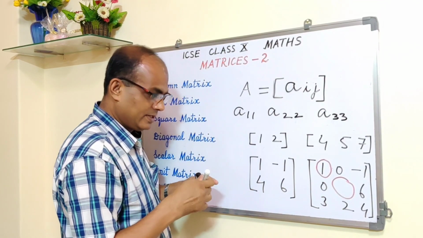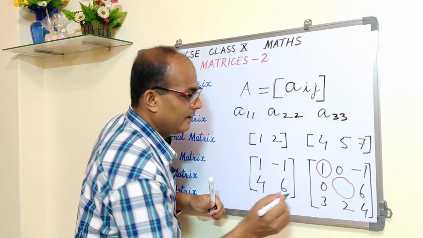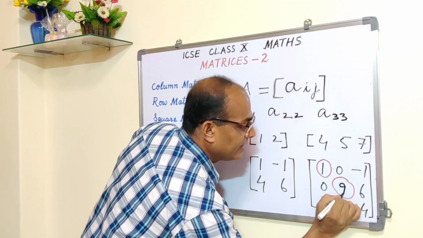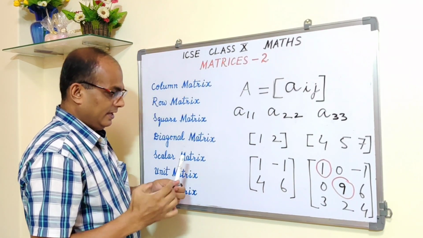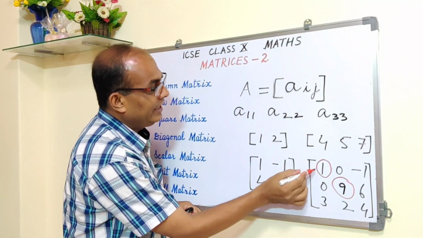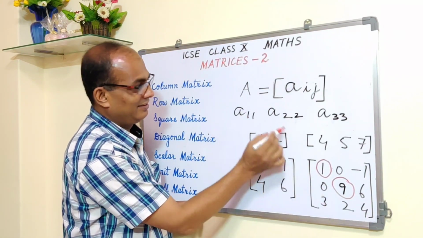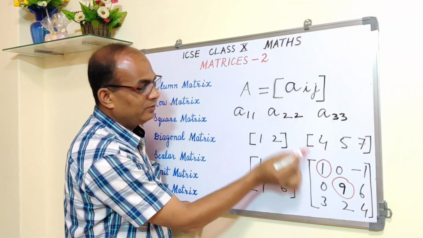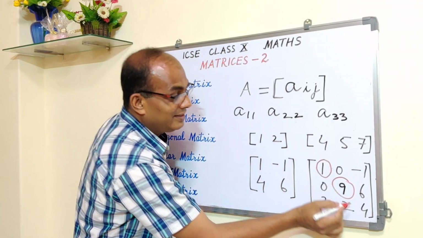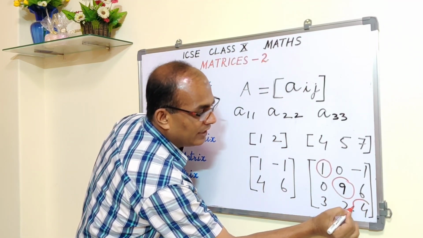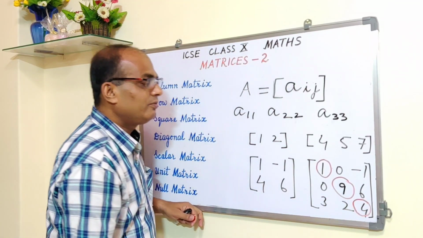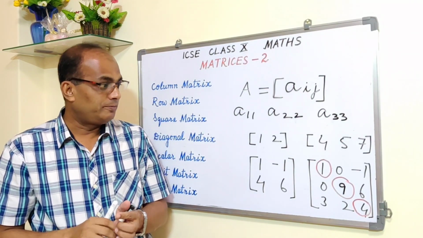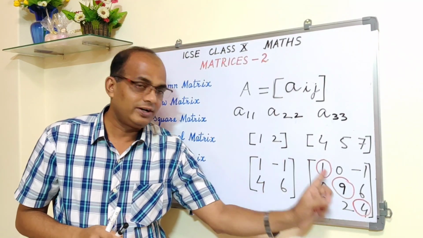Let me write down some other element. Suppose I am writing 9 here. So A11 is 1 in this case. A22 means second row and second column, which is 9. So A22 is 9. A33 is 4. So these are the elements which form the diagonal.